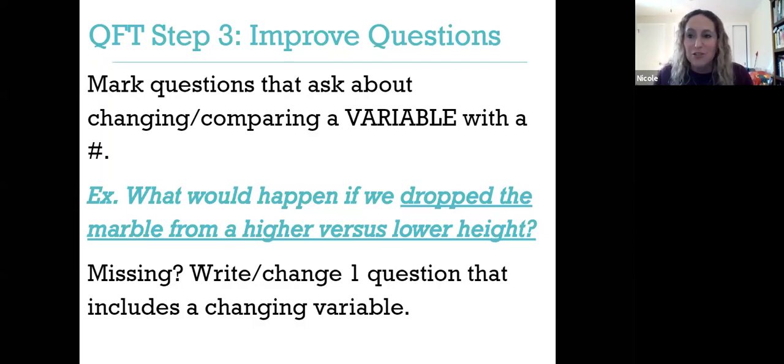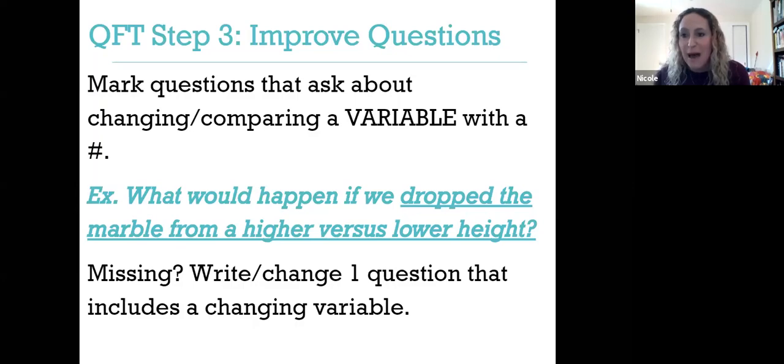So my example is usually not related to the current phenomena. I want them to see a different example. In this case, it was what would happen if we dropped the marble from a higher versus lower height. That was a previous phenomena we did. And if they do not have a question like this where they're comparing two different things, then they are supposed to change or write a question that includes changing a variable.